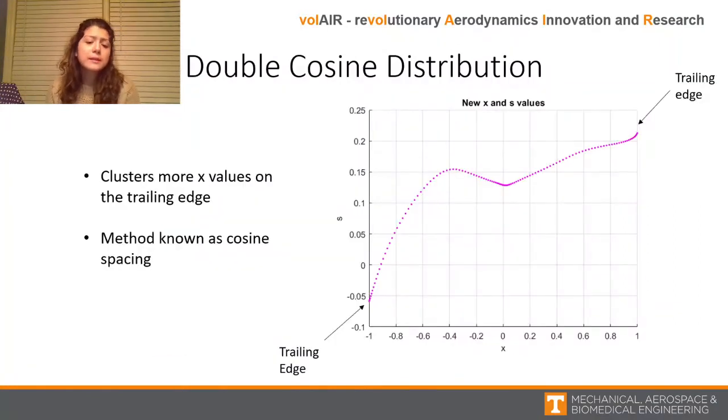This is where I applied the double cosine distribution to the class-shape function of the airfoil. Notice it looks exactly the same as the original graph, and you can tell almost no difference. You see the differences on the next few slides when looking more closely at the old and new coordinates.